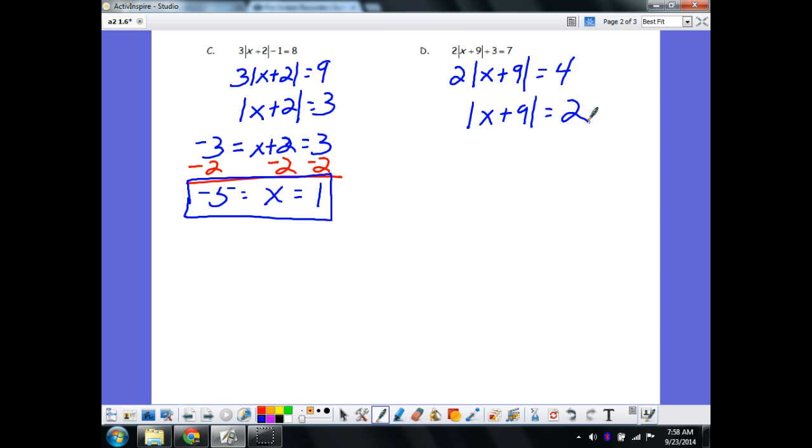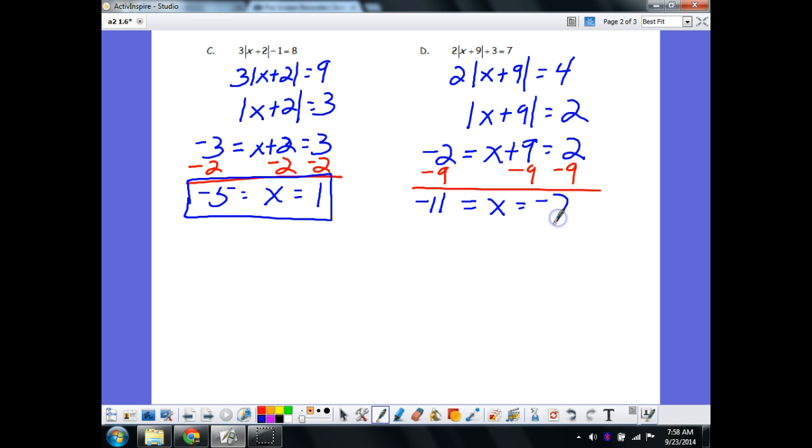So then it's asking, well, what number is 2 units from 0? Well, there's 2 of them. The number that's 2 units to the right, and the number that's 2 units to the left. So then to get x by itself in that middle, we subtract 9 from both sides. So we have negative 11 equals x, which is equal to negative 7.